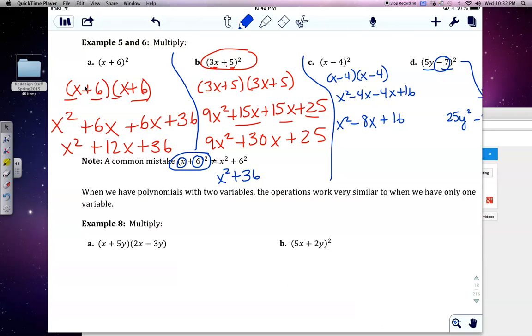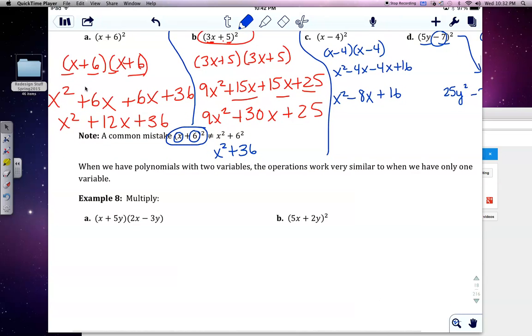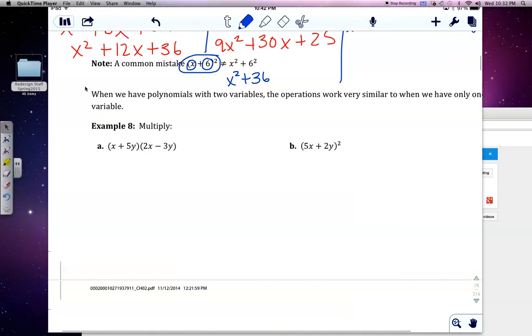So let's go ahead and do example 8. When we have polynomials with two variables, the operations work very similar to when we only have one variable. So example 8, we're still going to FOIL. First times first gives me 2x squared. Outer times outer, I have x times a negative 3y. So I get negative 3xy. If you write negative 3yx, that's the same thing.